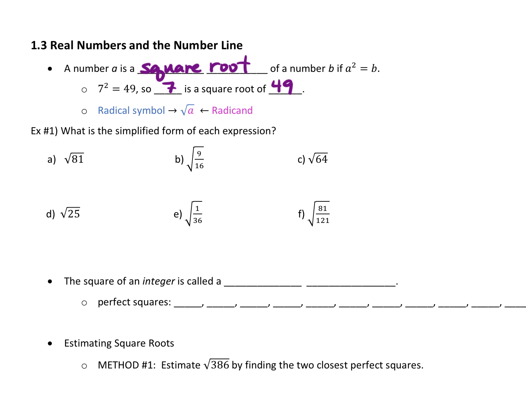Okay, so in a square root, the square root symbol, right, the little check mark with the line over top, that's called your radical symbol. The number that comes under it is called your radicand. I don't usually refer to it as the radicand.